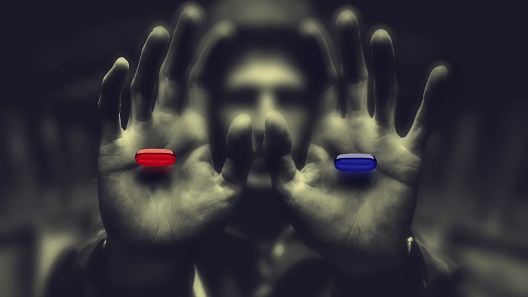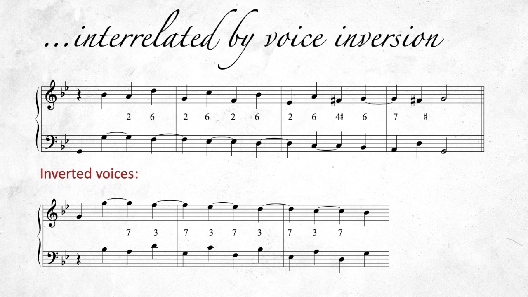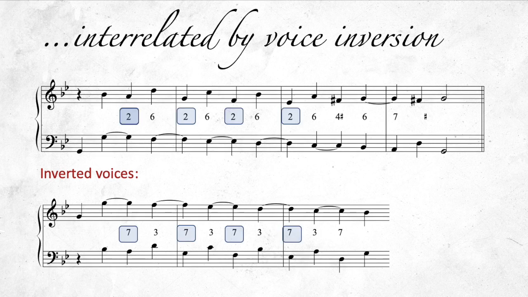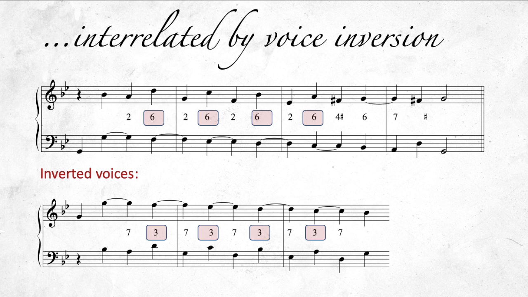We are digging in the rabbit hole of double counterpoint right now. In fact, the structure can be seen as an inversion of a contrapuntal fabrication that already appeared at the beginning of this video. You recognize that every interval is the exact inversion. A second becomes a seventh, a third becomes a sixth, and vice versa.